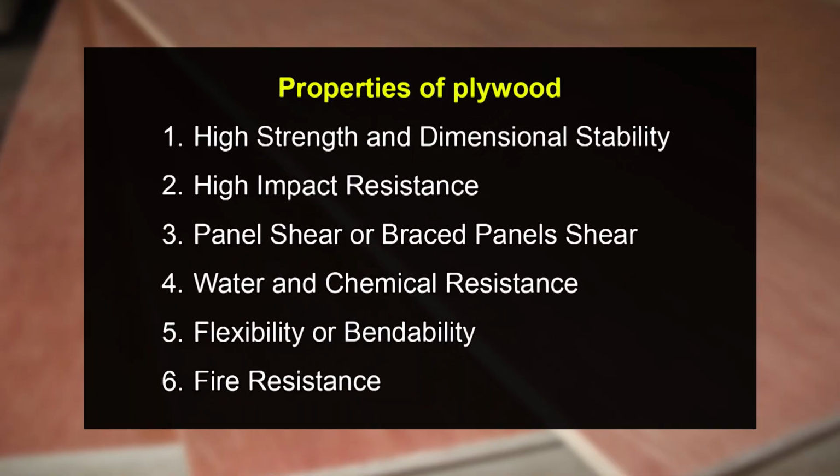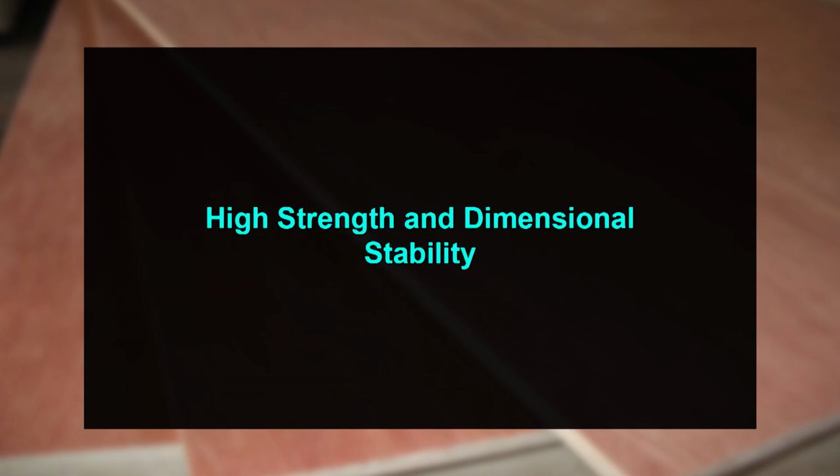Dear students, we have reached a segment of the presentation where I will discuss some plywood properties. The major properties of plywood that we need to know about are high strength and dimensional stability, high impact resistance, panel shear or braced panel shear, water and chemical resistance, flexibility or bendability, and fire resistance. First, let us talk about high strength and dimensional stability.